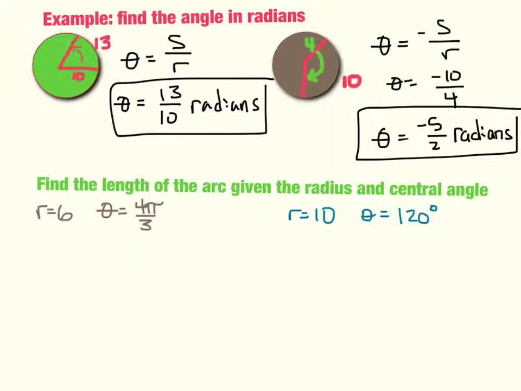Okay, in the next two examples, we are given the radius and theta, and we have to find the arc length. So s equals r times theta. So s equals 6 times 4 pi over 3. We multiply and we get that the arc length is 25.13 units.